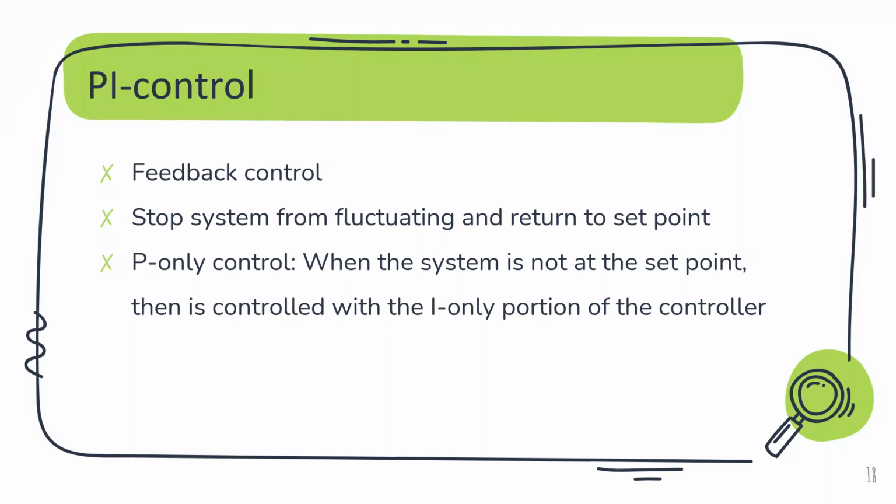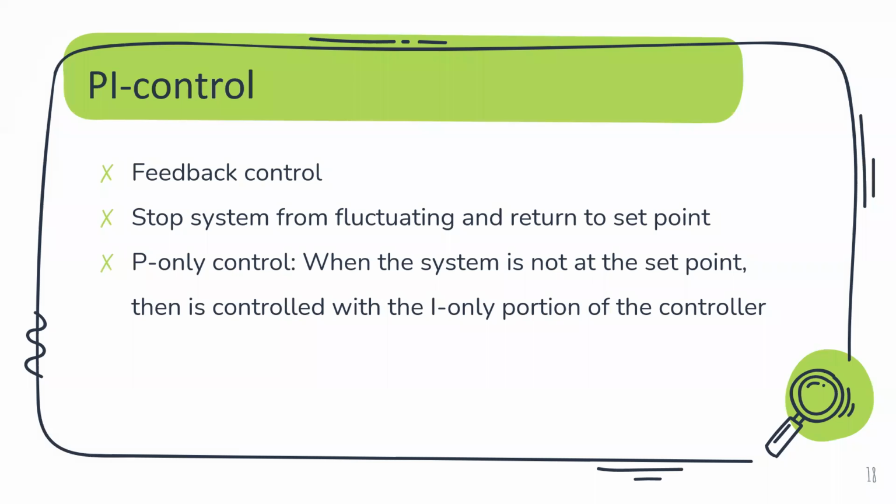The P-only control is only in action when the system is not at the set point. When the system is at the set point, the error is equal to 0, and the first term drops out of the equation. The system is then being controlled by the I-only portion of the controller. Should the system deviate from the set point again, P-only control will be enacted.